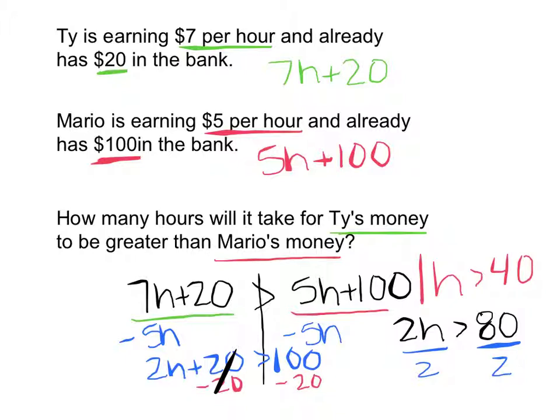So the question was, how many hours will it take for Ty's money to be greater than Mario's money? 40 hours, is that the answer? No, because the hours has to be greater than 40. So as soon as Ty works for more than 40 hours, she'll start having more money. So Ty could work for 41 hours. Ty could work for 50 hours if she really wanted to. She just needs to work a number of hours that's greater than 40 in order to be greater than Mario in terms of money. So that was solving inequalities.